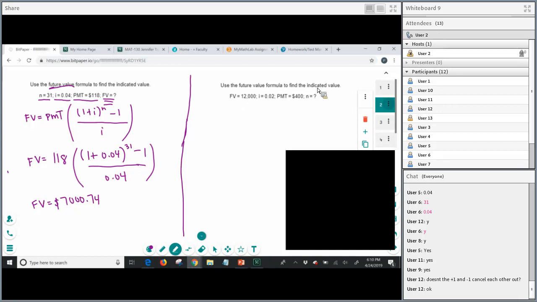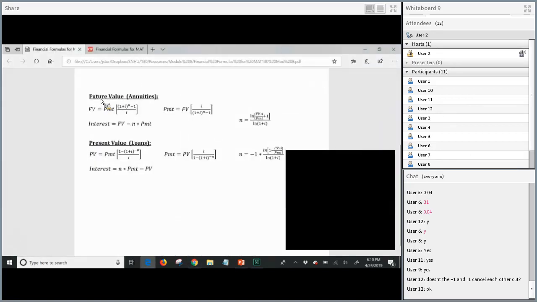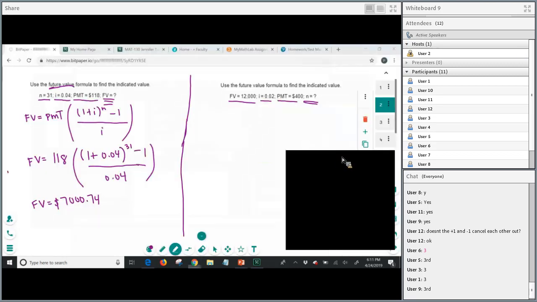So this one says use the future value formula to find the indicated value. So in this case, they've given us the future value, they've given us I, they've given us the payment, and they've asked us to find N. Okay, N is what we're missing. So at the formula sheet, of those three formulas, again, they told us it was future value, so we know we're in this section. Should it be the first formula, second formula or third formula? Yes, it's going to be the third formula in this case because n was what we're trying to find, and the third one is where n is all by itself on one side of the equal sign.